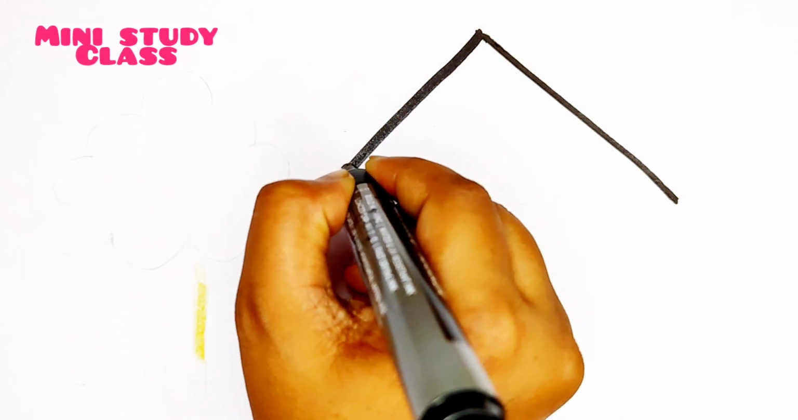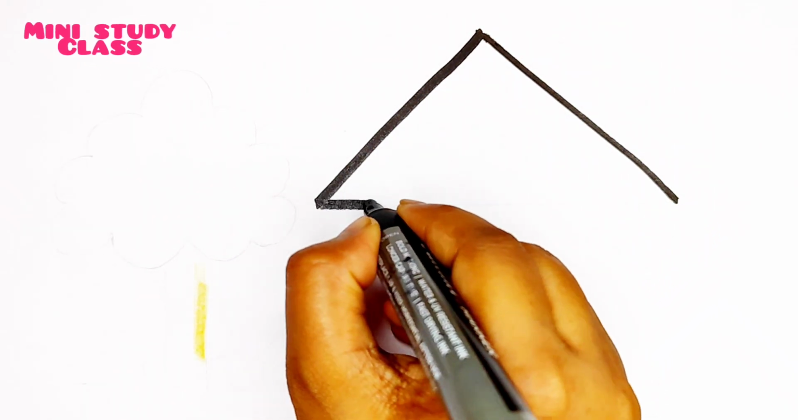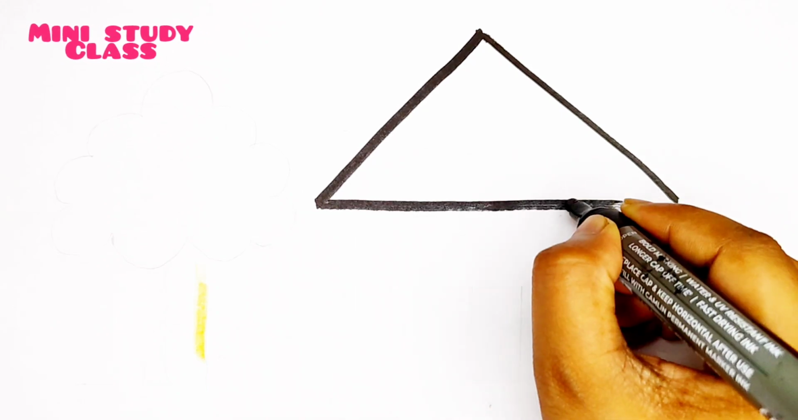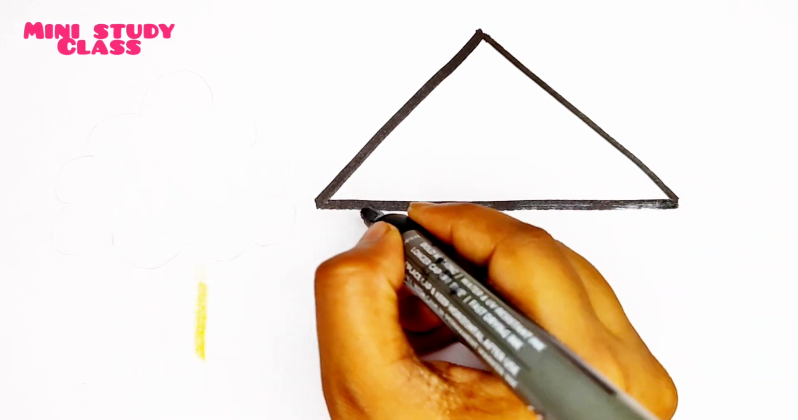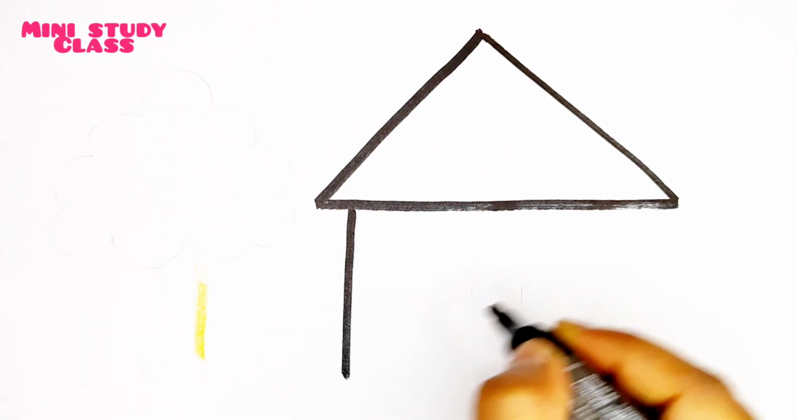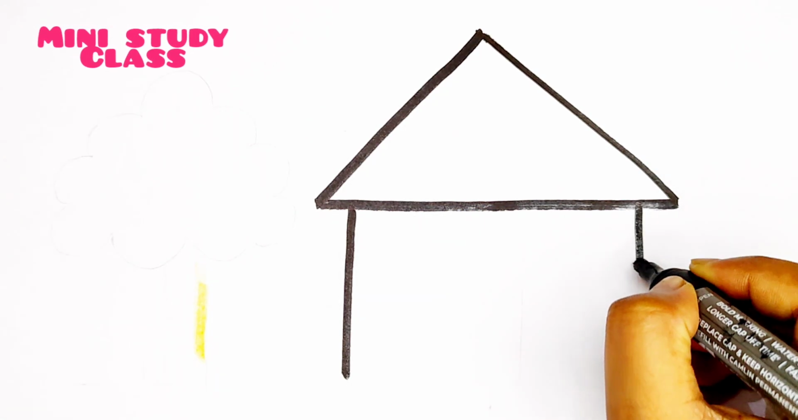Next, we draw a curve. Parallelly, we draw another straight line. And join this too. Here, our roof drawing is completed. Now we draw two straight lines parallelly.